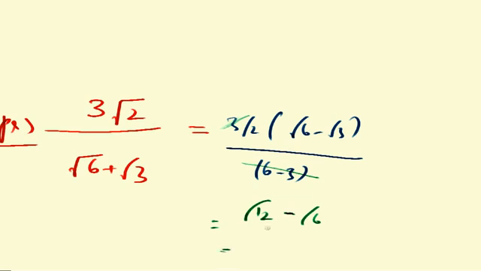So what is root 12? That is nothing but root of 4 into 3. This is nothing but root 6. So once the 4 comes outside as 2, it will become 2 root 3 minus root 6. This is what your problem is.